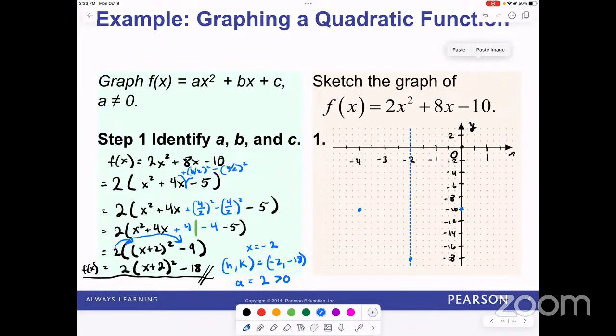Paste. So negative 2 minus 3, negative 5. Man, I made it too big. It's going off the chart. Let me see. It goes what? I can extend it. All right, so it's just a little bit further.